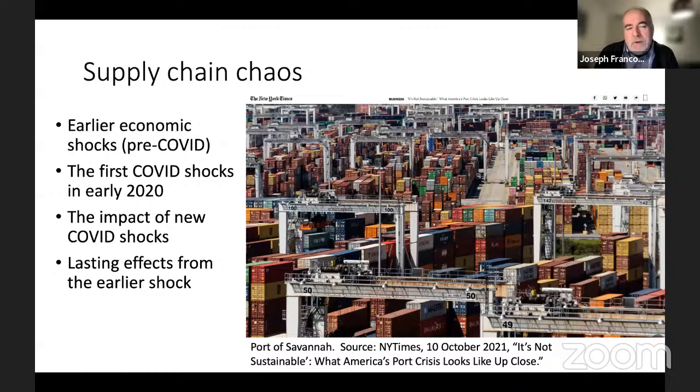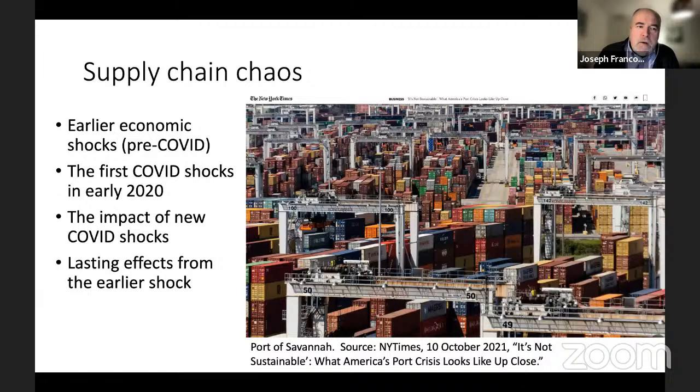This follows on the previous discussion about travel restrictions. It's related to the movement of people and also the movement of goods. How this is manifested at the moment, a big thing is supply chain chaos. So what I'll do is talk a bit about an earlier pre-COVID episode of seeing major disruption to supply chains.